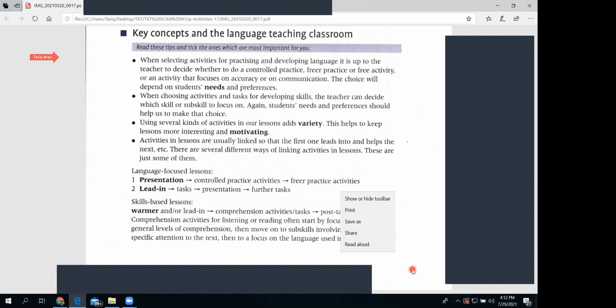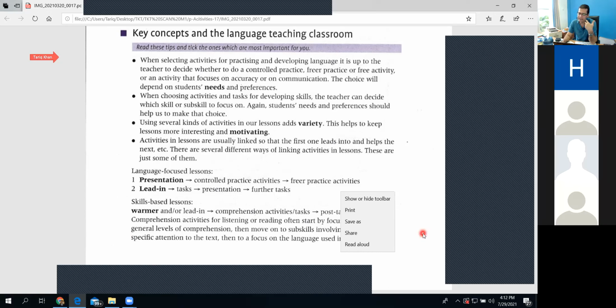Warmer is done to energize the class. Lead-in is done, relating an activity to what you are going to teach in the class. And icebreaker is an activity where the students are new and not familiar with each other, so you introduce them to each other. These are the three types. So you explained them, sir.